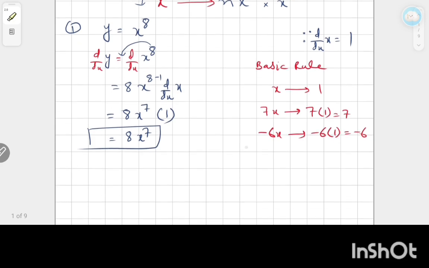This is our rule number 1. Our second basic rule is, for any constant, for example 3, if we take the derivative of a constant, we always get the answer 0. If there is 7, we get 0. Many other examples we have to solve.